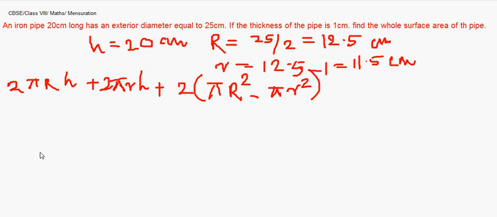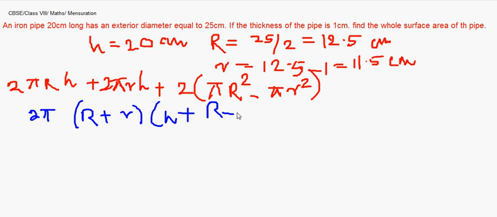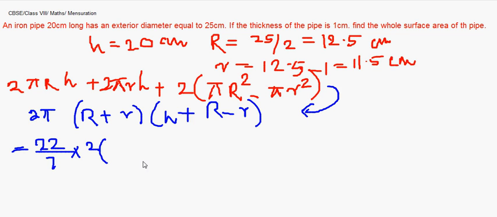If you see, this can be expressed as 2 pi (R plus r) into (h plus R minus r). This is actually the formula you reach if you derive it. Or if you can't remember, you can remember this as the formula, and then substitute as per your given information. So it is 2 into 22 by 7, as I forgot to write 2, I'll write it here. Capital R plus small r, this is 12.5 plus 11.5, that will give me 24. Here, h is 20 plus capital R minus small r, this is 12.5 minus 11.5, but I could have written directly as 1.